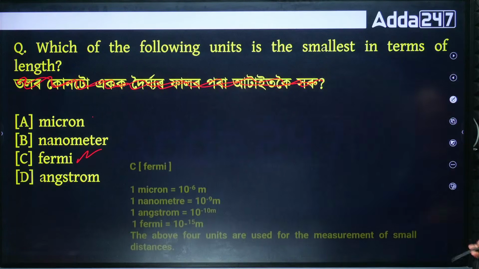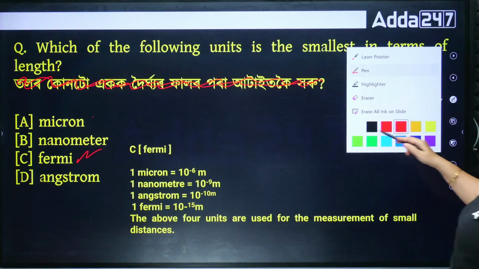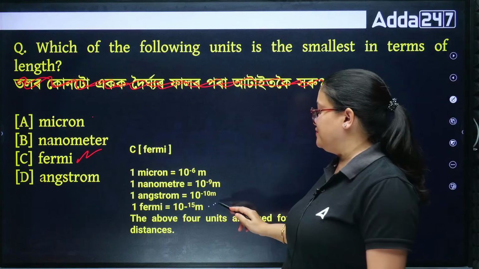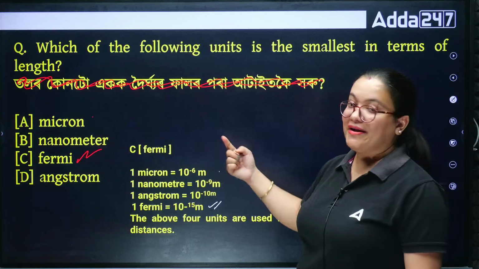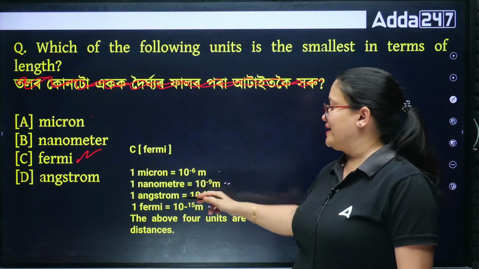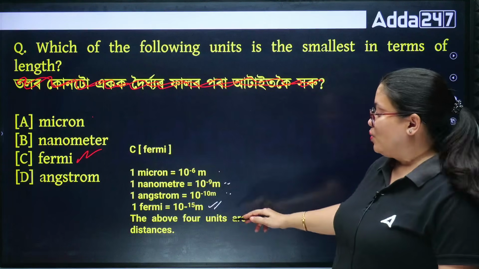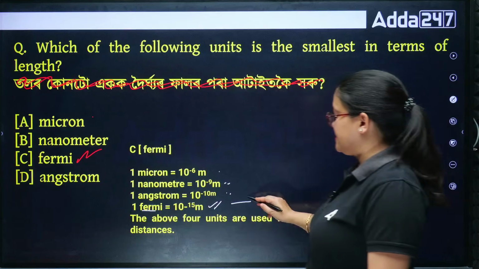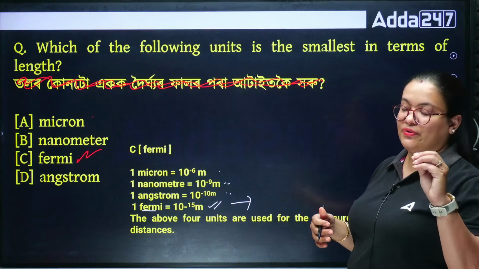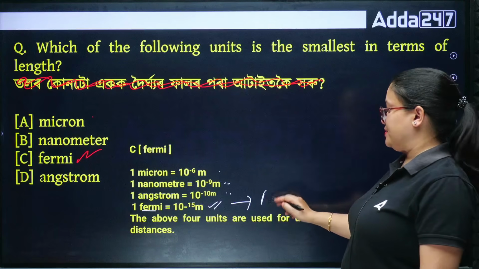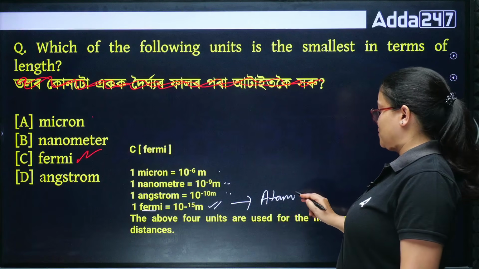So 1 Fermi is equal to around 10 to the power minus 15 meter, while 1 micron is 10 to the power minus 6 meter, 1 nanometer is 10 to the power minus 9, and 1 Angstrom is 10 to the power minus 10 meter. This is the smallest, and we usually use it to measure objects around the size of an atom. Atomic size we usually measure with this.